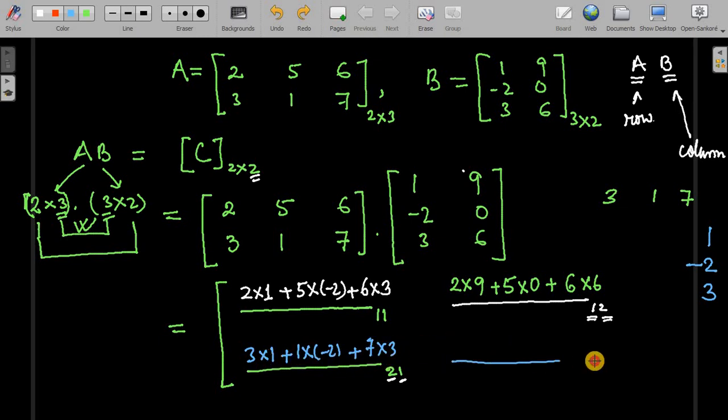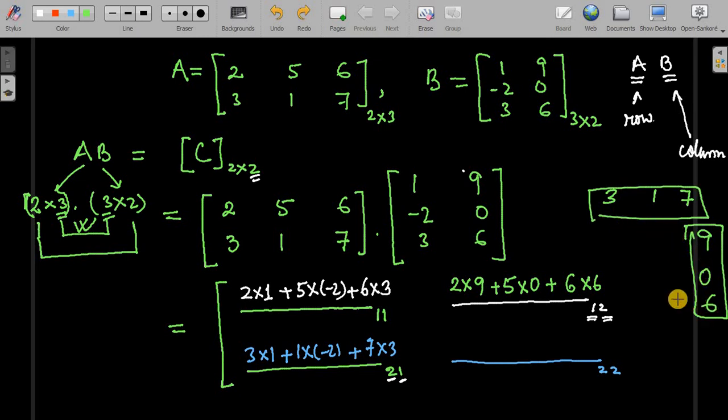Okay, and finally for the element of the second row, second column, we need to select the second row from the first matrix and the second column from the second matrix. So here we should write 9, 0 and 6, and then we should multiply the corresponding elements and then add them as we have done for the other 3 elements. So it will be 3 times 9 plus 1 times 0 plus 7 times 6. So this will be our resultant matrix.